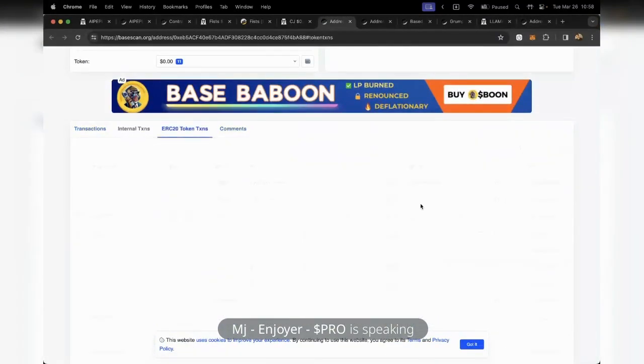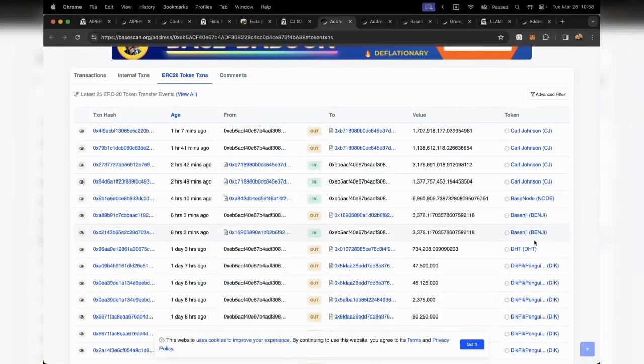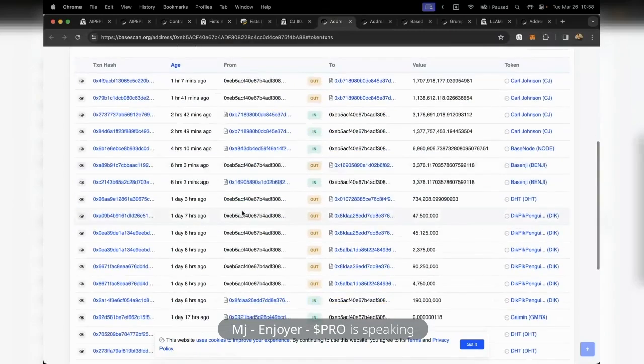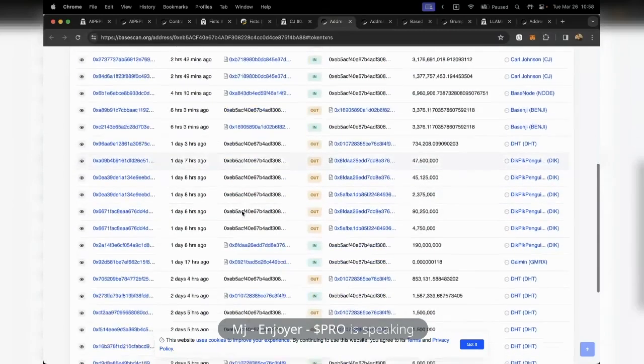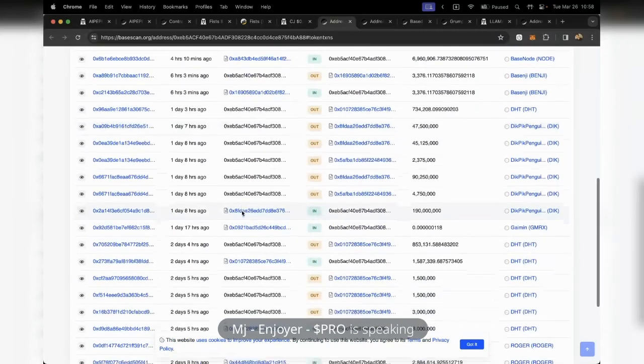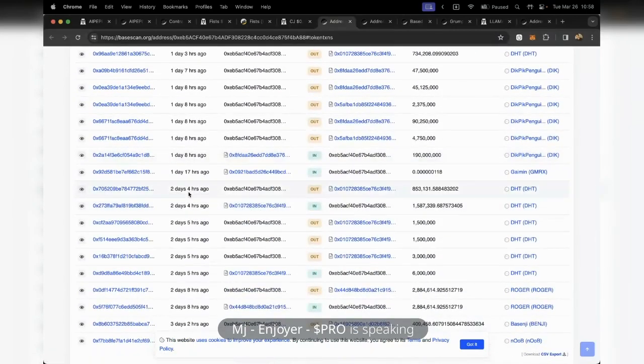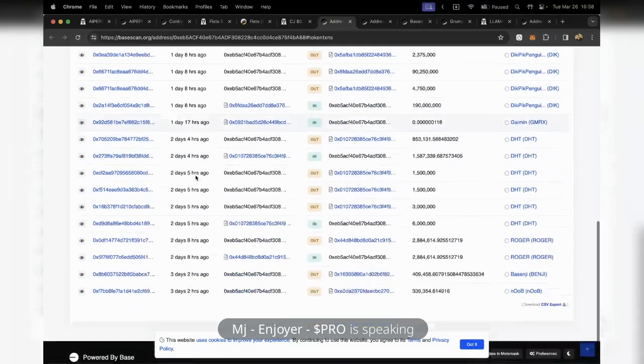Okay, so let's see what has he been trading. Carl Johnson. I think base node was a thing. I don't know. He hasn't sold it yet. Basenji, he bought it and sold it nearly immediately. I guess he didn't want to be in it for some reason, or he thought it was a bad move. DHT, don't know what that is. He bought and sold it nearly the same time. Bought and sold whatever this is.